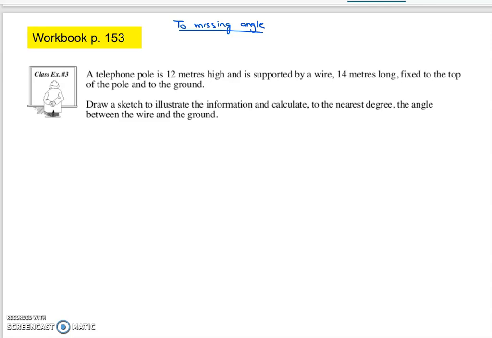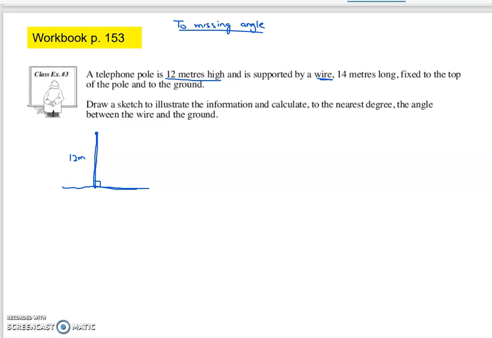So they say there's a telephone pole that is 12 meters high. And again, whenever they talk about a building or pole or tree, we're going to assume it is at a 90-degree angle to the ground. So we know that the pole is 12 meters high, and it is supported by a wire that is 14 meters long and is fixed to the top of the pole and to the ground.